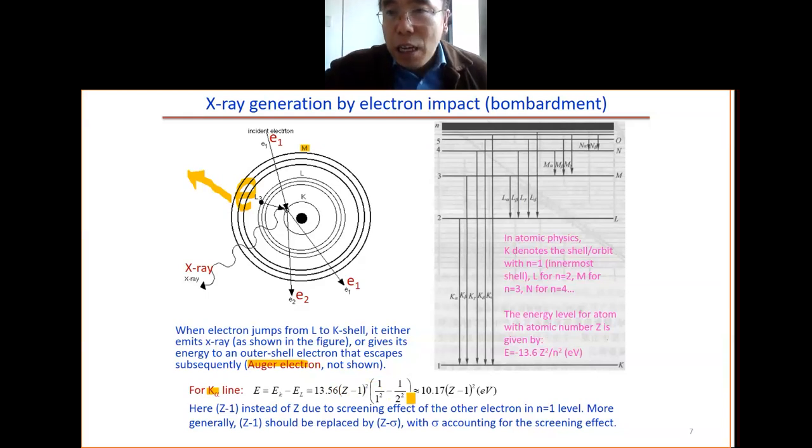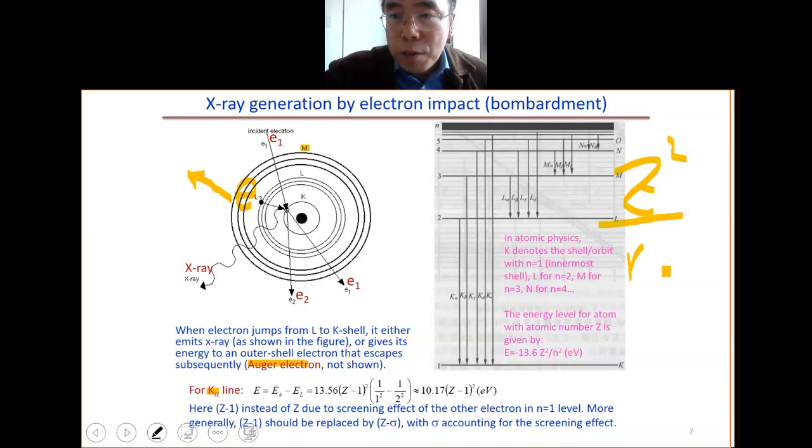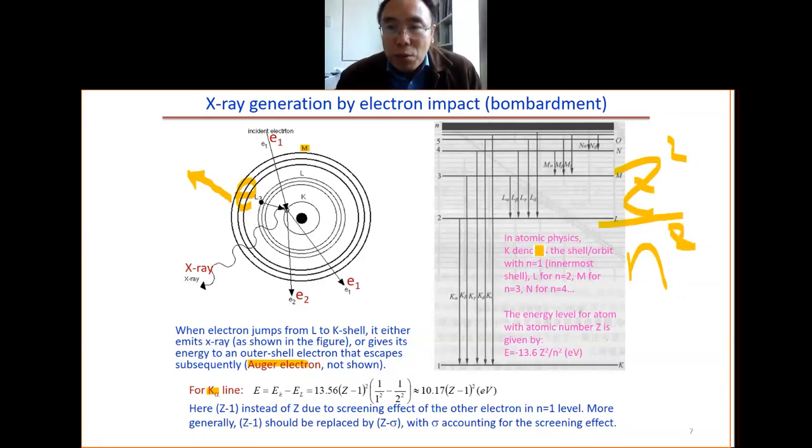So we have seen that. Normally the energy level is given by Z squared over N squared. Then we have this number 13.6 in the front. But here we have the Z minus 1. So this is because of the screening effect.